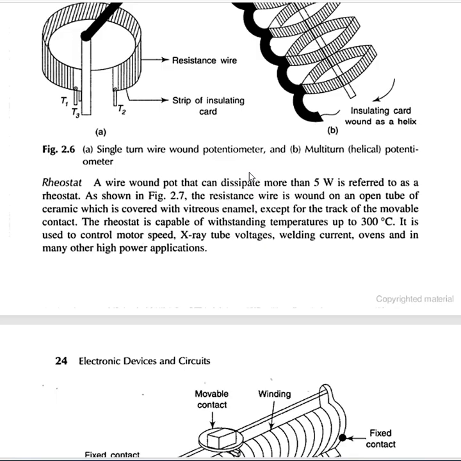Rheostat. A wire-wound part that can dissipate more than 5 watt is referred to as a rheostat. The resistance wire is wound on an open tube of ceramic which is covered with vitreous enamel except for the track of the movable contact. The rheostat is capable of withstanding temperatures up to 300 degrees Celsius. It is used to control motor speed, X-ray tube voltages, welding current, ovens, and in many other high power applications.